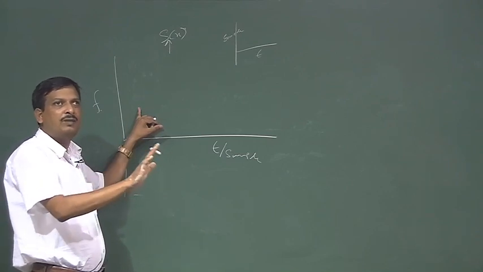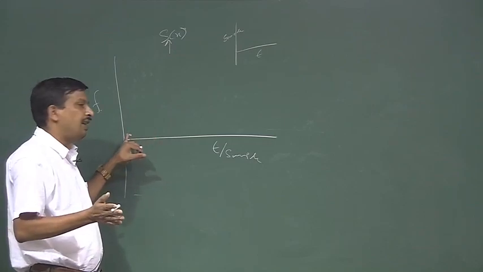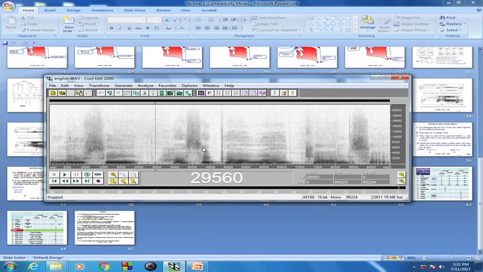I am not going into details about how the spectrogram is made; that I will discuss in the signal processing class. If you see in this picture, some portions are very dark, those contain high frequency power. This y axis is the frequency axis: 2 kilohertz, 4 kilohertz, 6 kilohertz, 8 kilohertz. Sampling frequency is 44 kilohertz, so up to 22 kilohertz, fs by 2, it is there.